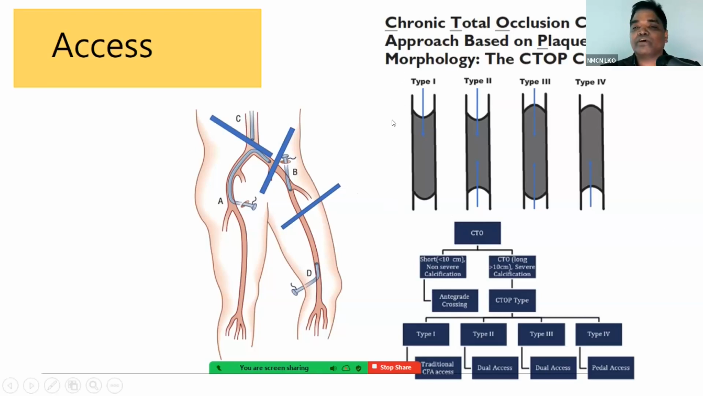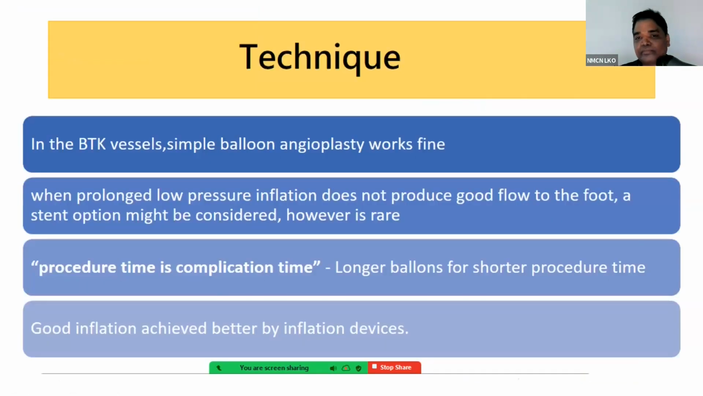So if the lesion is of a type 1 kind, that is the upper part of the lesion has a concavity upwards, we can take 1 access. If the lesion has concavity both above and below, or a convexity both above and below, like type 2 and 3 lesions, we may need 2 accesses. And if it's a type 4 lesion, then we generally take an access from below if it's a longer lesion.